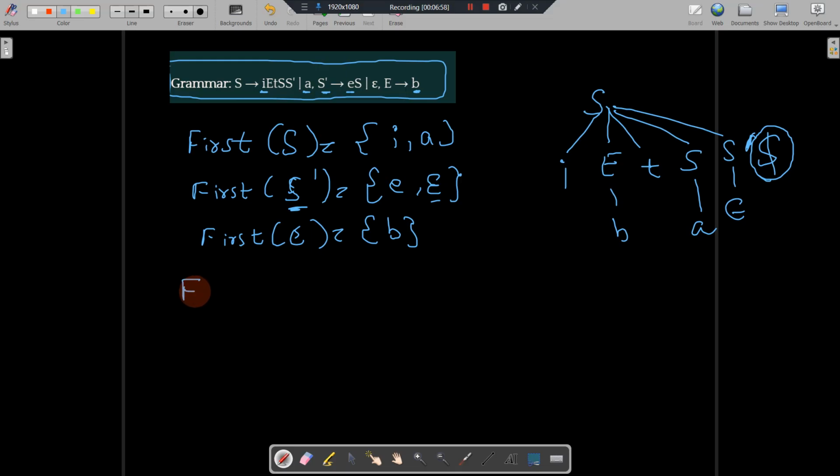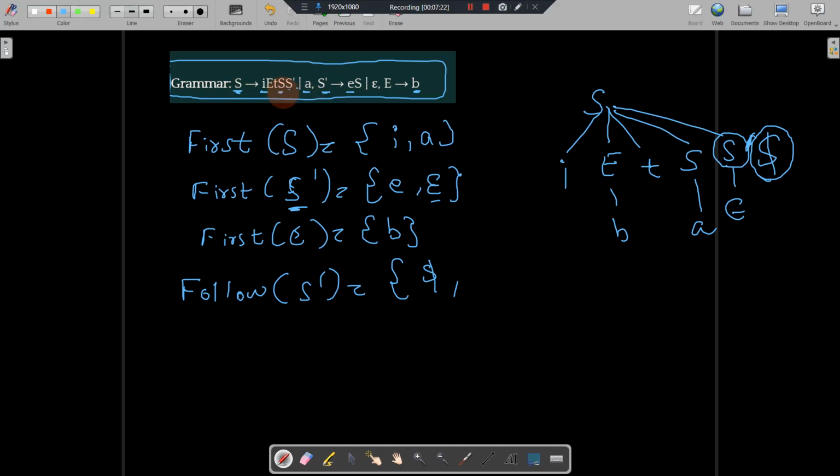That is, we have to calculate the follow set of S dash. That is equal to dollar, as well as, where else? Now S dash, from here we will see. So follow of S dash we want. Follow of S dash is the same as follow of S.